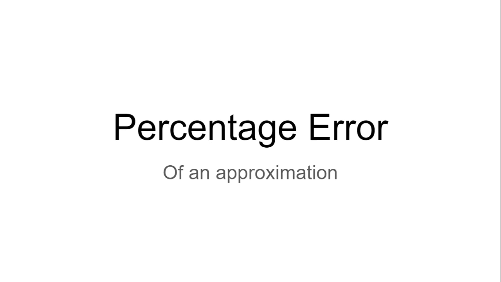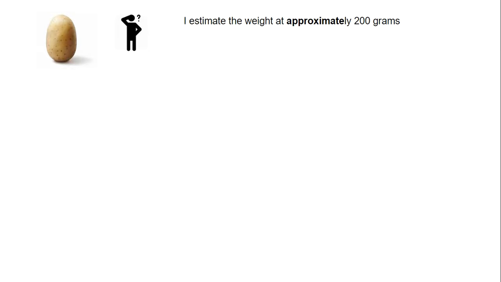So percentage error from an approximation, we're going to start off by looking at a hypothetical potato. I'm going to try to estimate the weight of a particular potato and it looks like a pretty regular potato. I'm going to say, you know what? There's about 5 potatoes in a kilogram, so this one potato, I'm going to say it's approximately 200 grams. So that's going to be my approximated value of 200 grams.